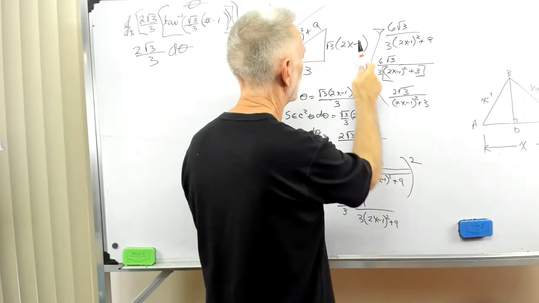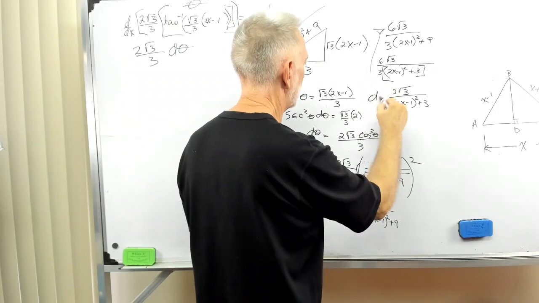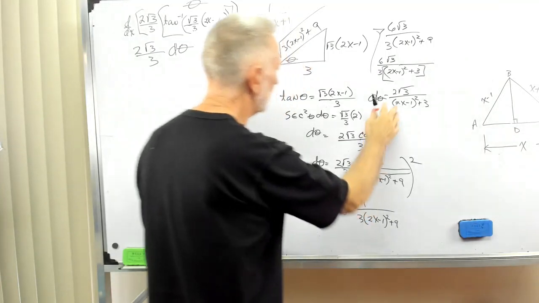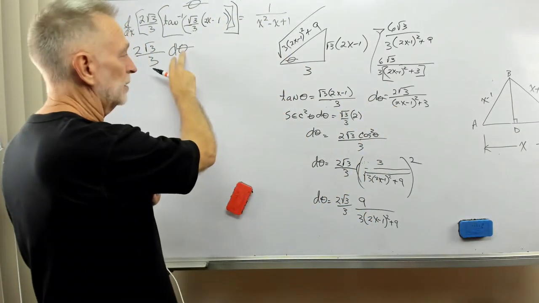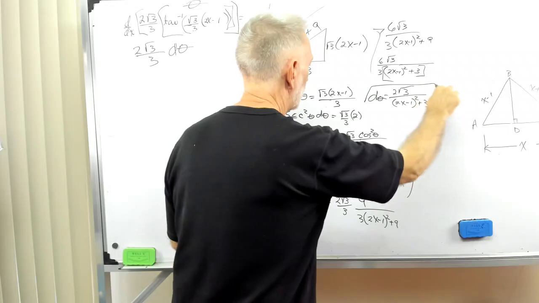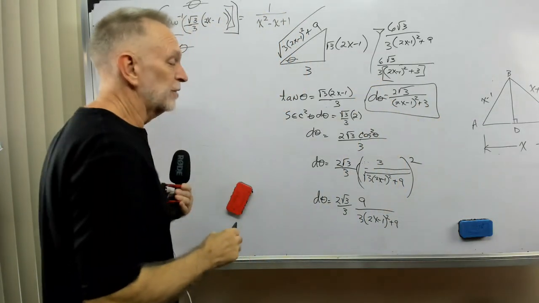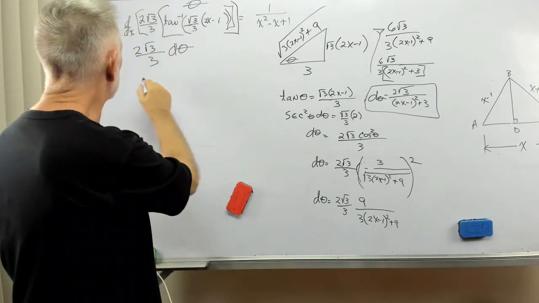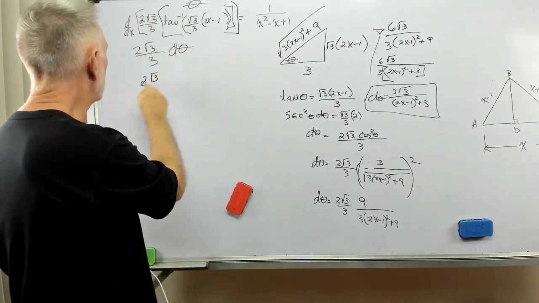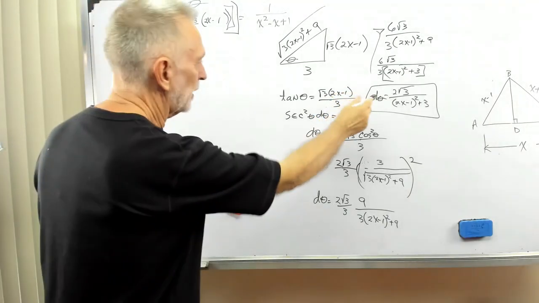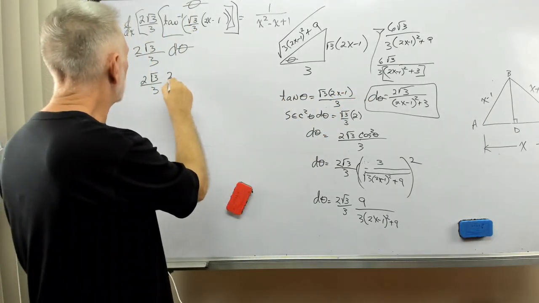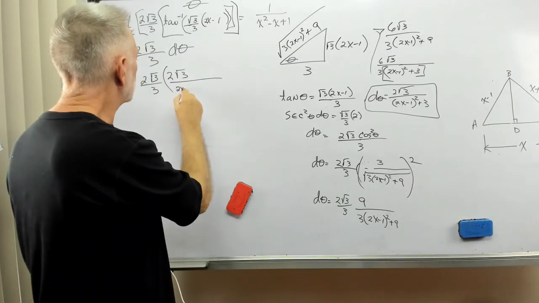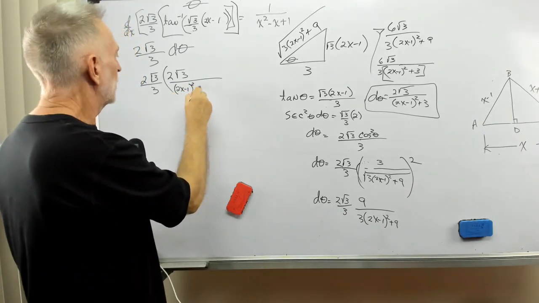What is that? That's d theta, right? So d theta. So here we are way over here. All right, so that is what I need to plug in for d theta. So let's do that. All right, so I have 2 square root 3 over 3 times d theta, which is 2 square root 3 over 2x minus 1 squared plus 3.